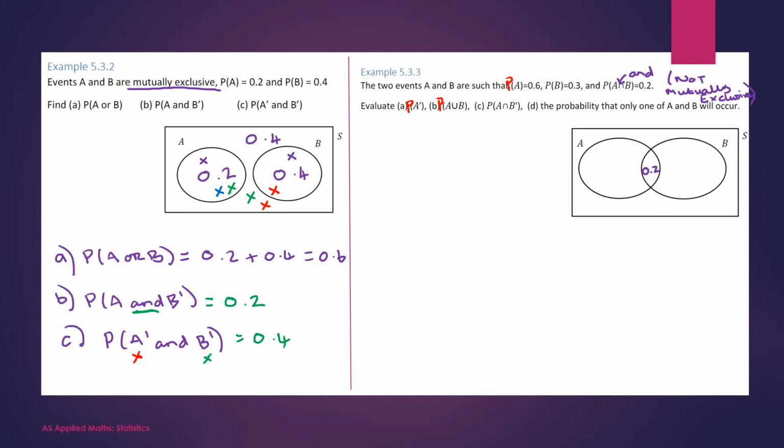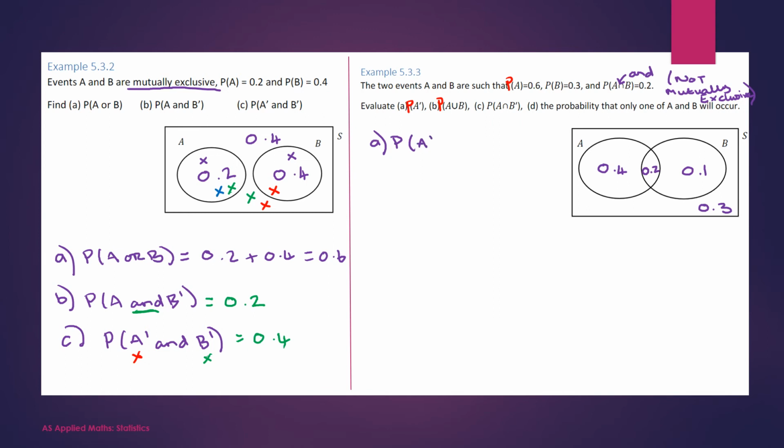Remember, we start in the centre. Probability of A is 0.6. That is that whole circle there. So if the centre is 0.2, then this bit here has to be 0.4, because 0.4 add 0.2 equals 0.6. And similarly for B, we have 0.1 because I need that circle to add up to 0.3. So then I've got 0.4, 0.2, 0.1, so I know that on the outside I have 0.3, so that the whole thing adds up to 1 in total. So then we can come on to the questions.